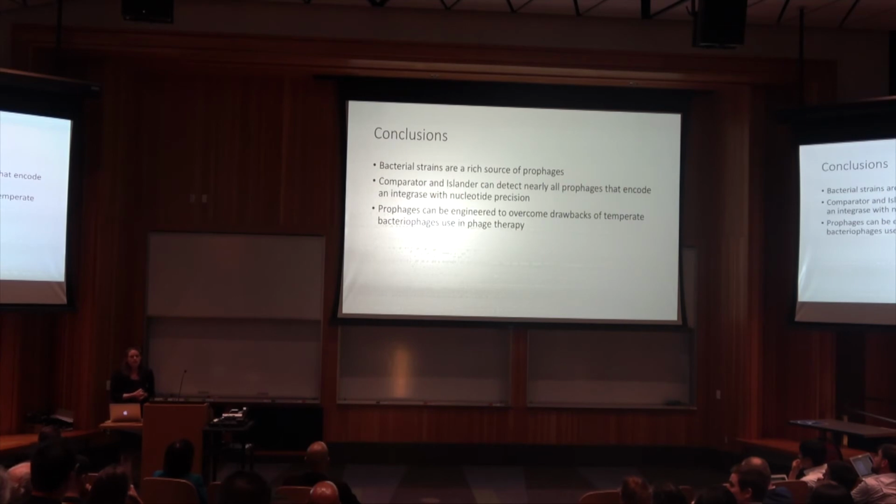So I just want to leave you with, we know that bacterial strains are a rich source of prophages, and the tools that we've developed allow us to find these prophages and we know them with nucleotide precision, so we can engineer them to remove the drawbacks that temperate phages have in use in phage therapy.